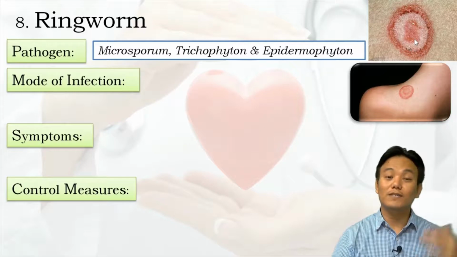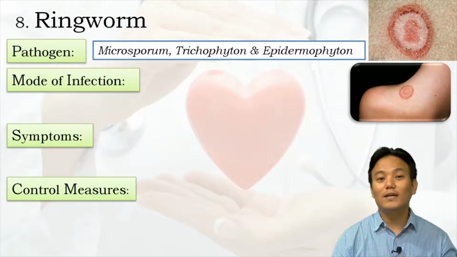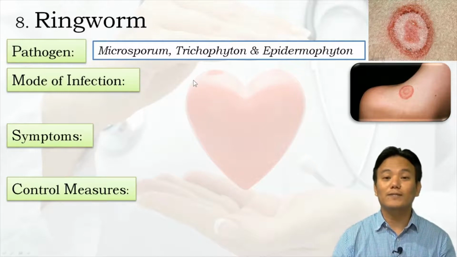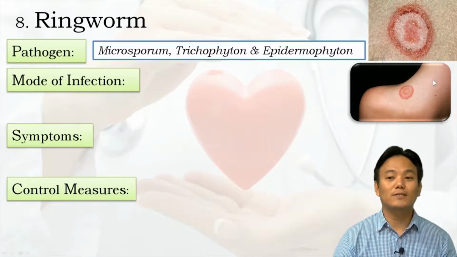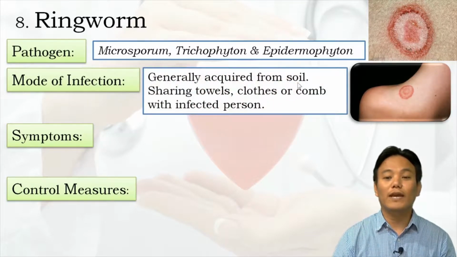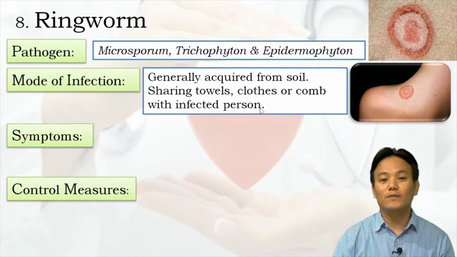Right? So we have studied those diseases which are caused by parasitic worms. They are Ascariasis and what was that? Filariasis. Okay, but ringworm, it's just a misnomer. Unlike the name, ringworm is not caused by a worm, it is caused by fungus. Okay, what are the modes of infection of this particular disease? Since it's a skin disease, it is generally acquired from soil. It is also acquired by sharing of towels, clothes, and even combs with an infected person. Right? So that is how the mode of infection occurs.